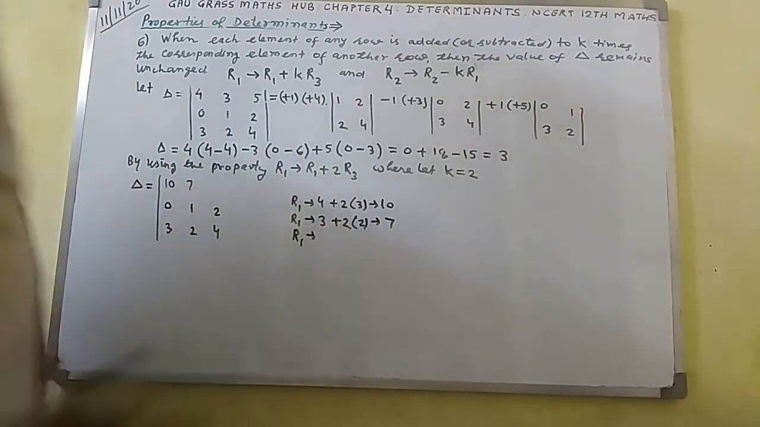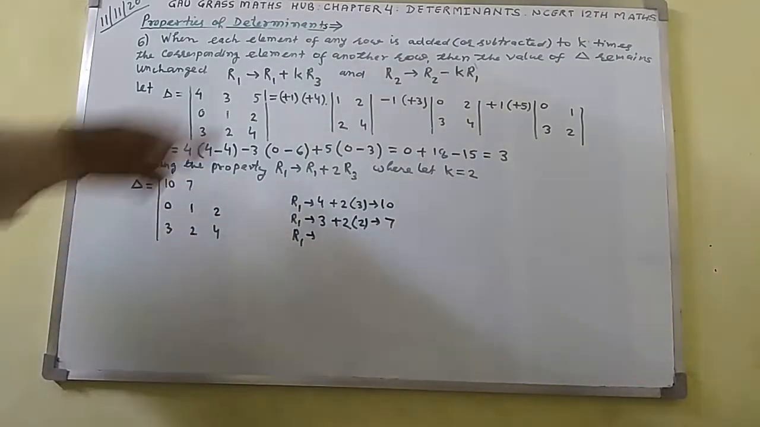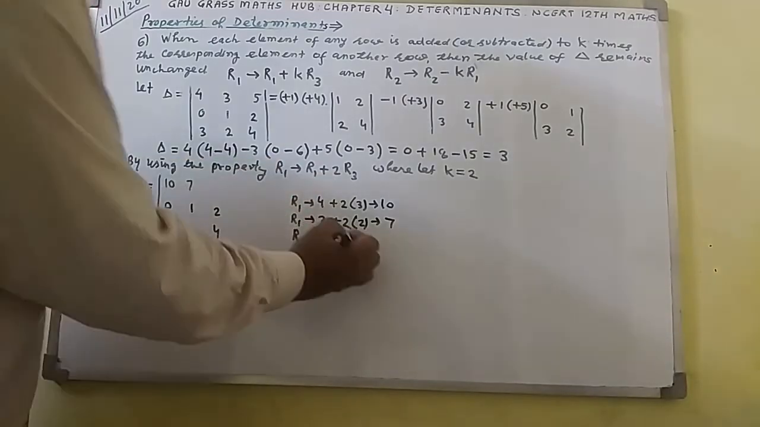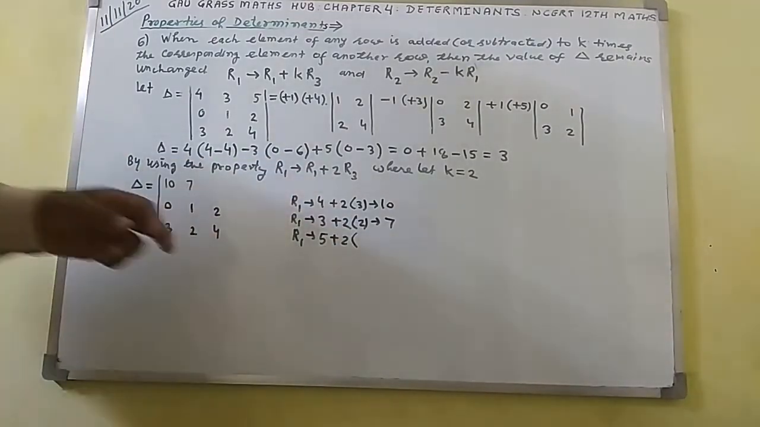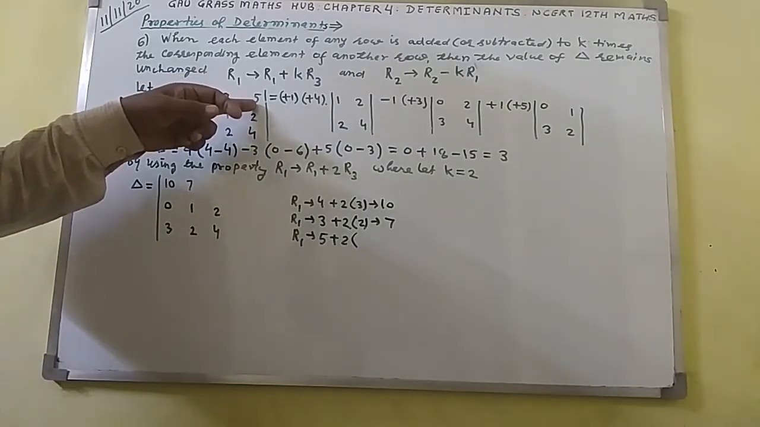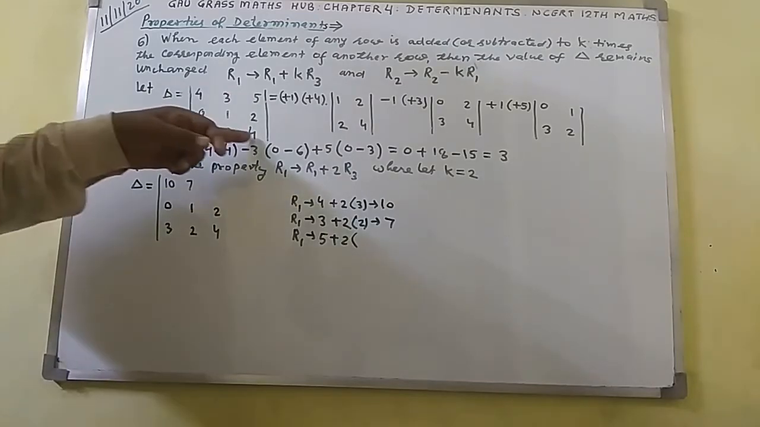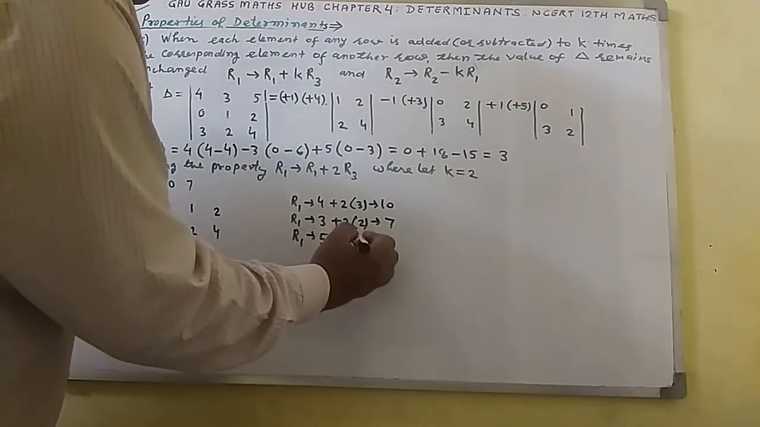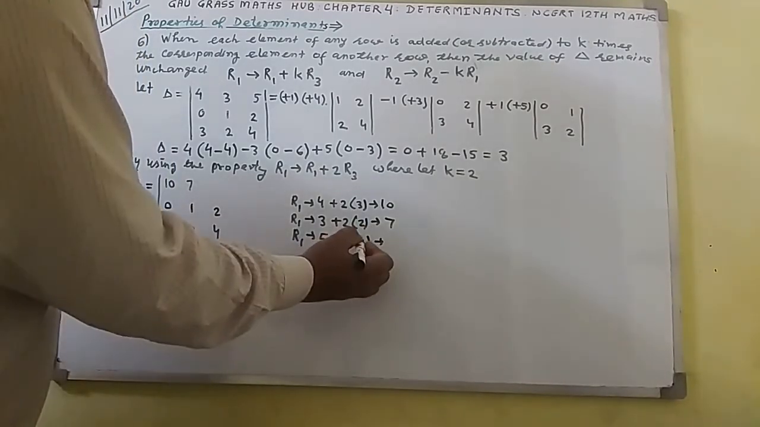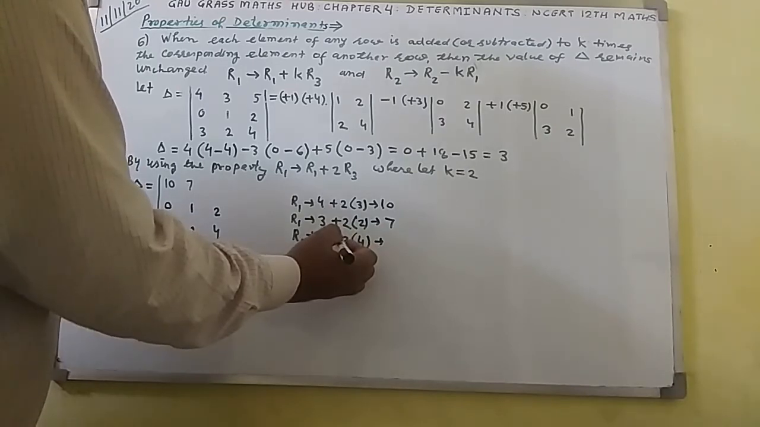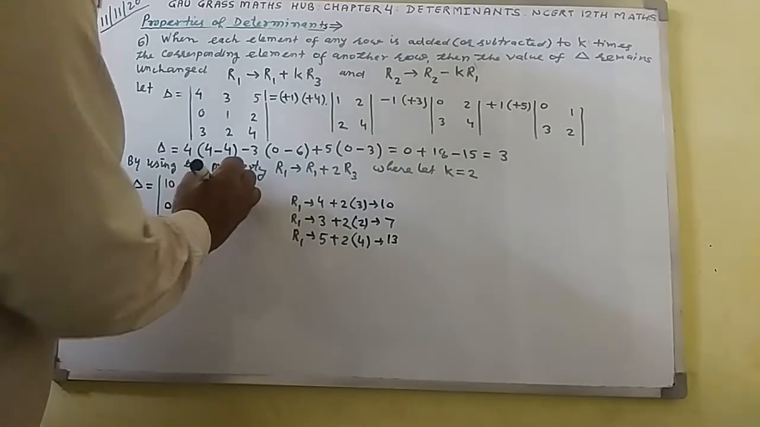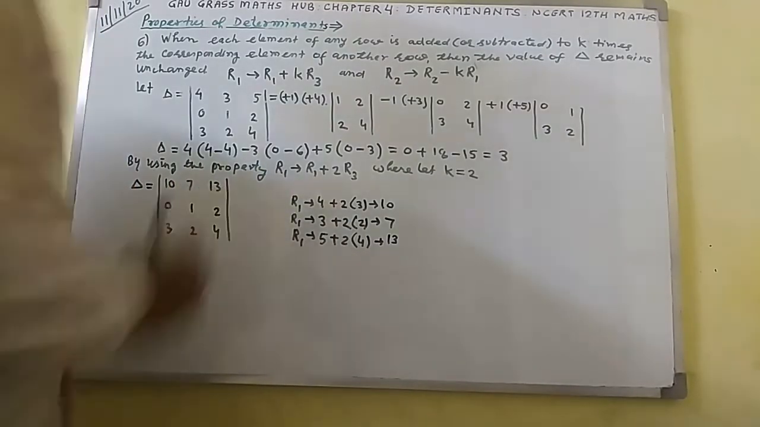R1 goes to, now take R1. The element of R1 I shall take here 5. So write here 5. Plus 2 times given, write here 2 times. In bracket, let us see. The corresponding element of 5 in the row number 3 will be 4. Write here 4. So it comes out to be 4 times 2 is 8, 8 plus 5 is 13, we will get. Write here 13. So this will become 13. Like this.